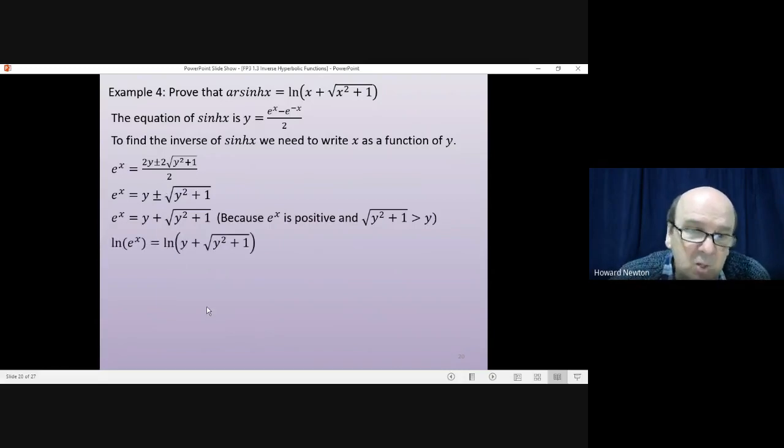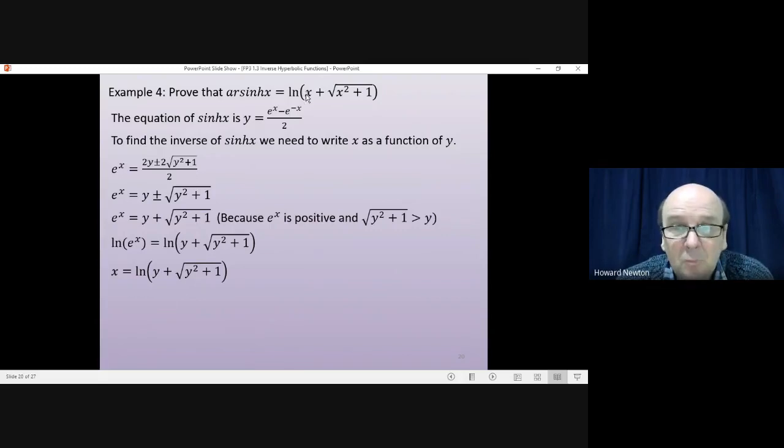We then take the logarithm of both sides. So the log of e to the x is equal to the log of the right-hand side. And the reason for doing that is log and e cancel each other out. And at this point, we do have x written as a function of y. Now, that is the inverse function written in terms of y.